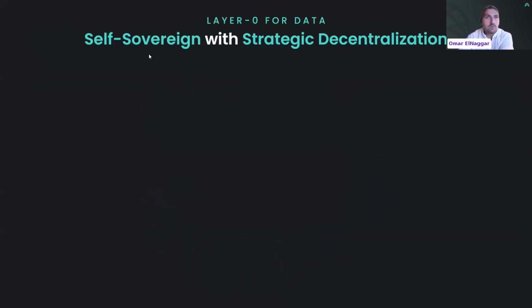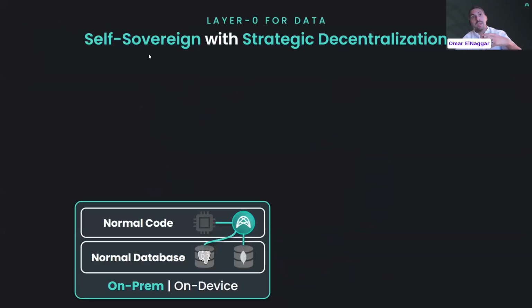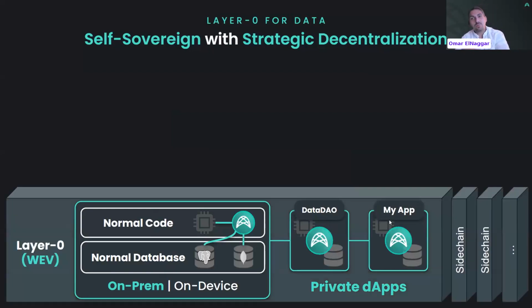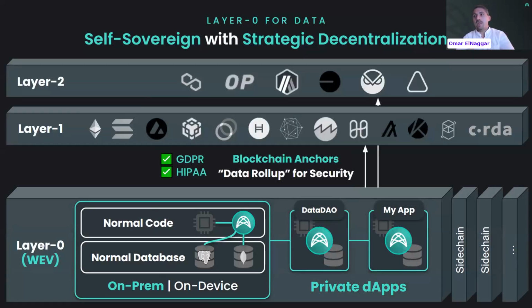We call our pattern a layer 0 for data, where we start with, again, these truly self-sovereign nodes that share data with other parties in a private DApp pattern. And that could be a data DAO or even just an individual user running an app in their browser, for example. But these side chains or private dApps are completely isolated from each other, where not one bit flows between them. The way that we achieve the security of Web3 is by anchoring our data to layer 1, layer 2 protocols. We call it a data rollup for security.